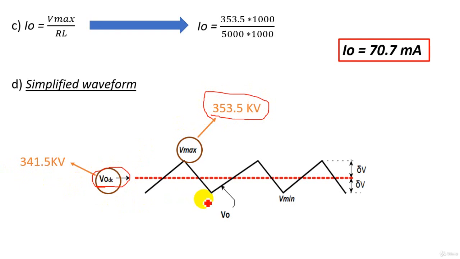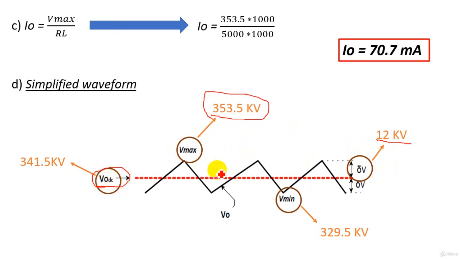So we can obtain that the minimum voltage for this waveform will be 329.5 kilovolt, and the difference between the maximum and the minimum is 24 kilovolt, which is 2 times the ripple voltage. So the ripple voltage will be 12 kilovolt. And these are the important parameters of the half-wave rectifier circuit: the maximum voltage, the minimum voltage, the ripple voltage, and also the DC output voltage.